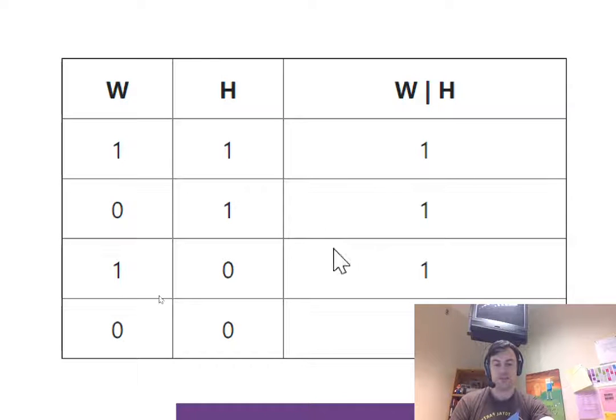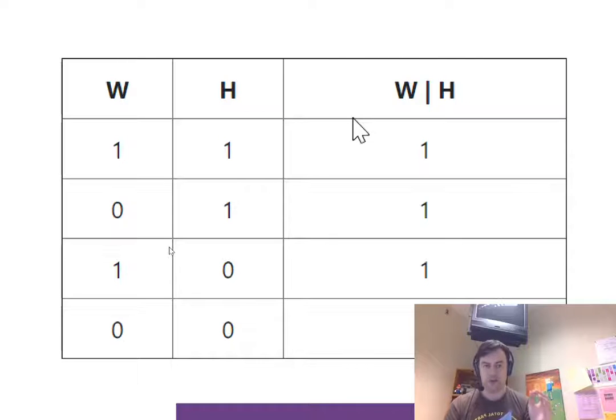So the answer is addition. So 0 plus 0 is 0, 1 plus 0 is 1, 0 plus 1 is 1, and then you would think this is wrong because 1 plus 1 is not 1. But remember, we're talking about binary numbers. So 1 plus 1 isn't 2 in binary numbers. 1 plus 1 is 1, 0.